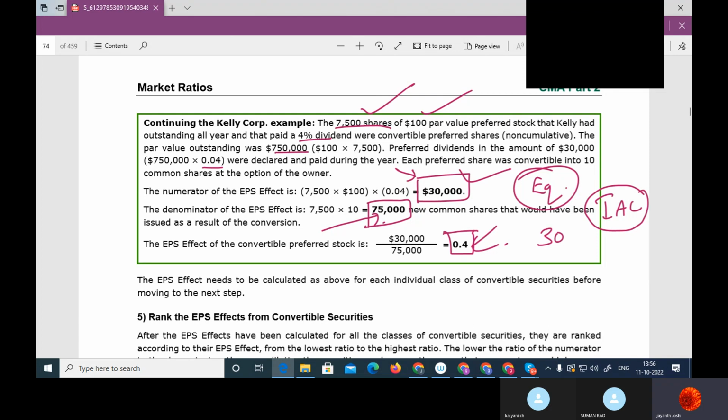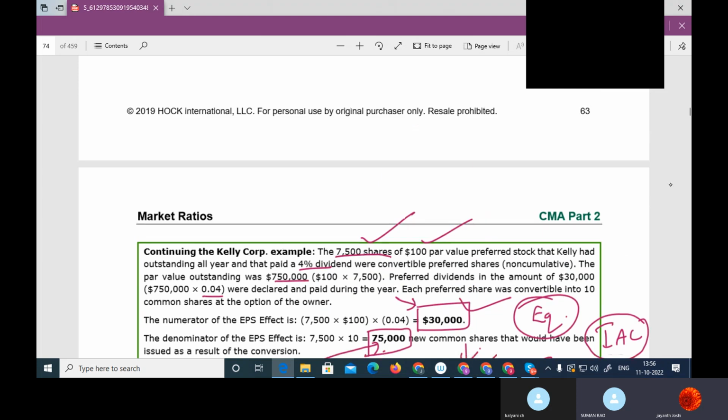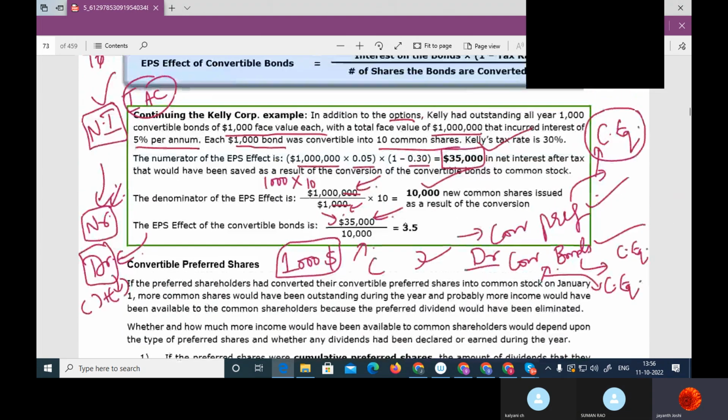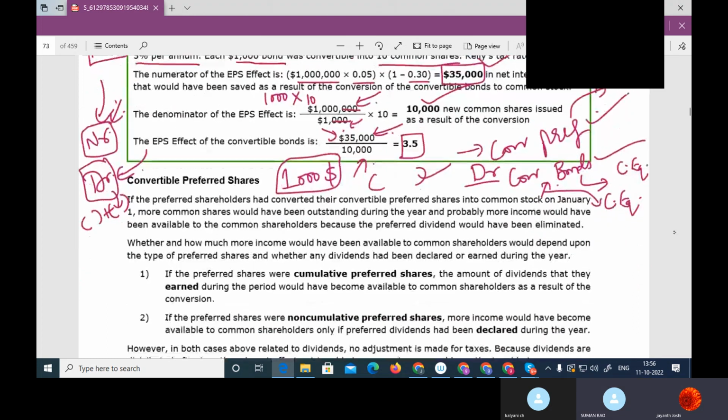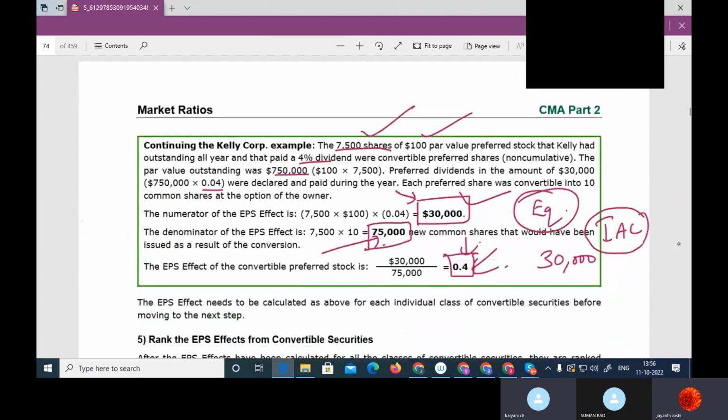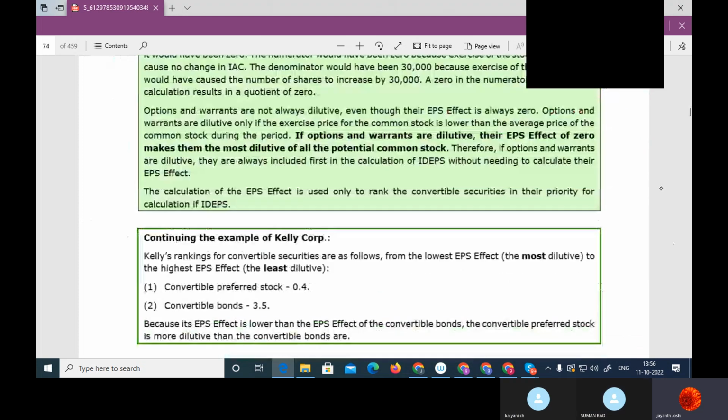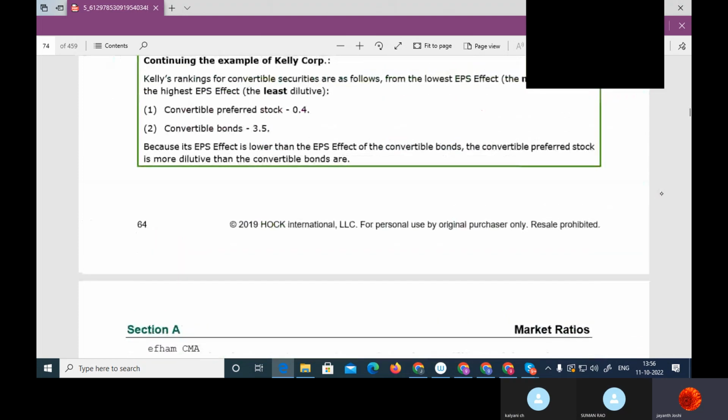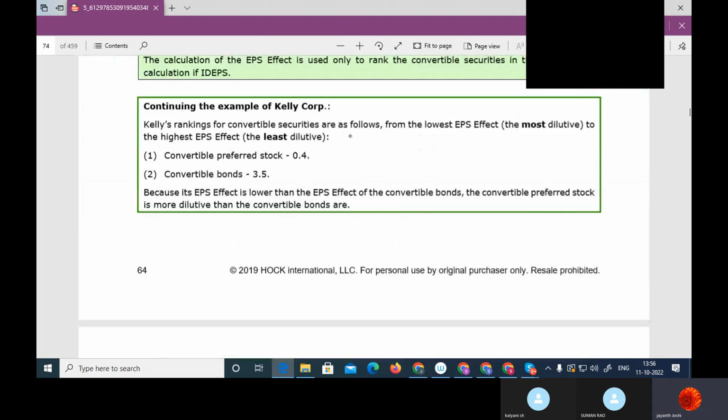Yes, sir. So you saw that the 30,000 you took here, divided by 75,000, gave the EPS effect as 0.4, correct? And here you got the EPS effect as 3.5, which is a larger value. So what does that show? This one is more dilutive, correct? So the rankings should be given based upon that.